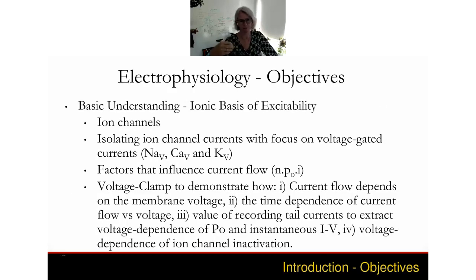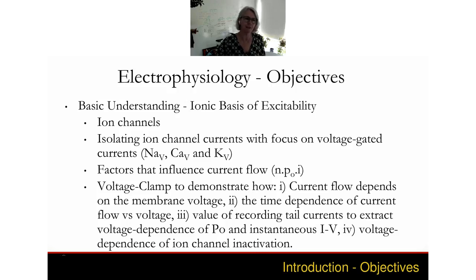We have a number of objectives going into the electrophysiology section, but basically, what are the basic principles underlying the ionic basis of excitability, with a focus on ion channels. I work on voltage-gated calcium ion channels, and so we tend to use those. I like to indicate to the students how, pharmacologically but also electrophysiologically, one can isolate the ion channel currents, with a focus on voltage-gated currents.